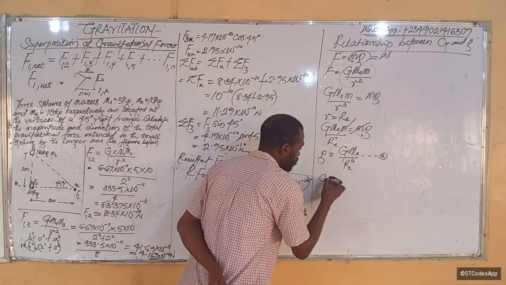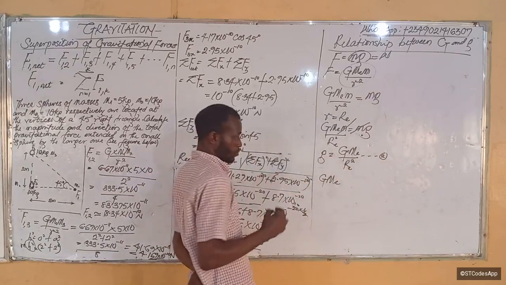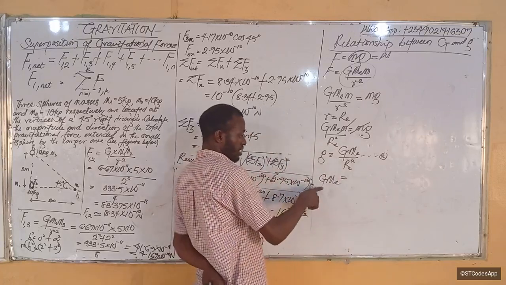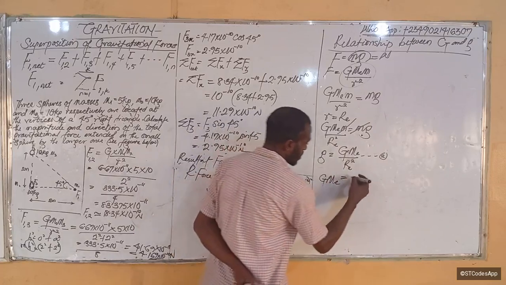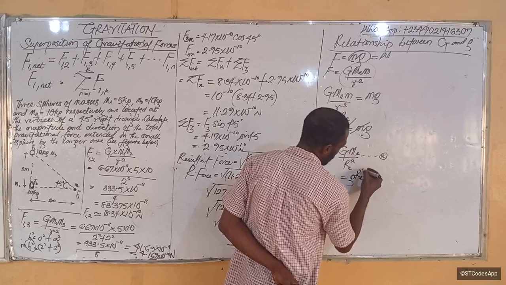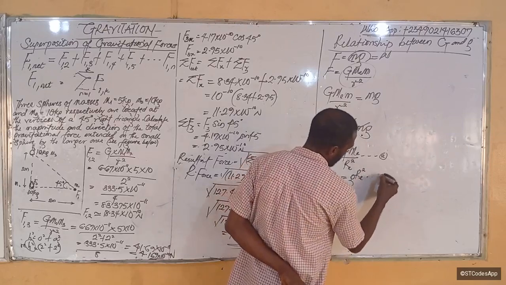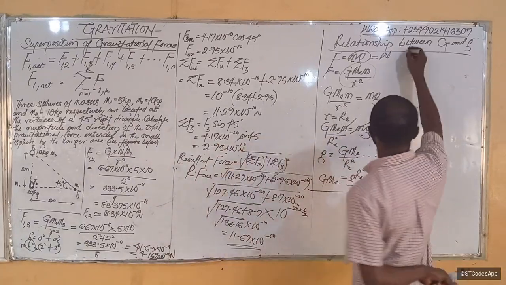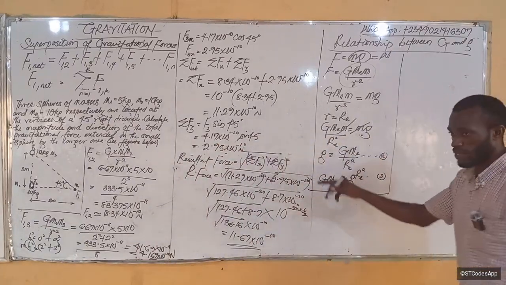Also, keep in mind that G M_E is a constant also. This is the relationship: G M_E, the gravitational constant times the mass of the earth, is the same as the gravitational acceleration times the radius of the earth squared. Keep this in mind, equation 3, because we are going to use it. So this is the relationship between them primarily.